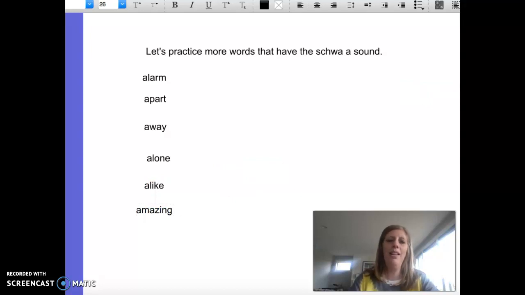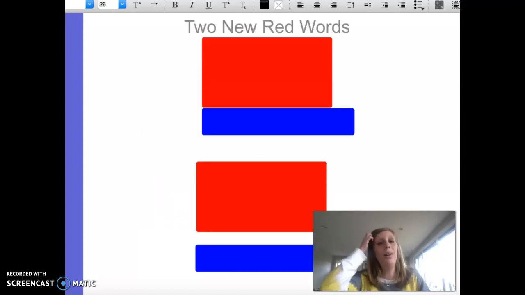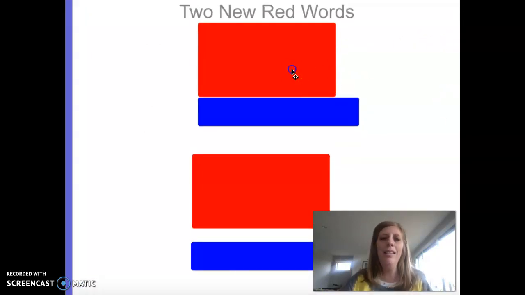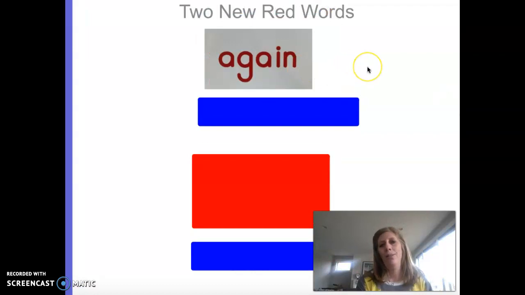Now we're going to move on, and I have two new red words for you today. The first red word is, what do you think that word says? Again? Are you saying again? This is the word again. What do you think the word again means? If we were in the classroom, I'd say, can anyone use this word in a sentence?